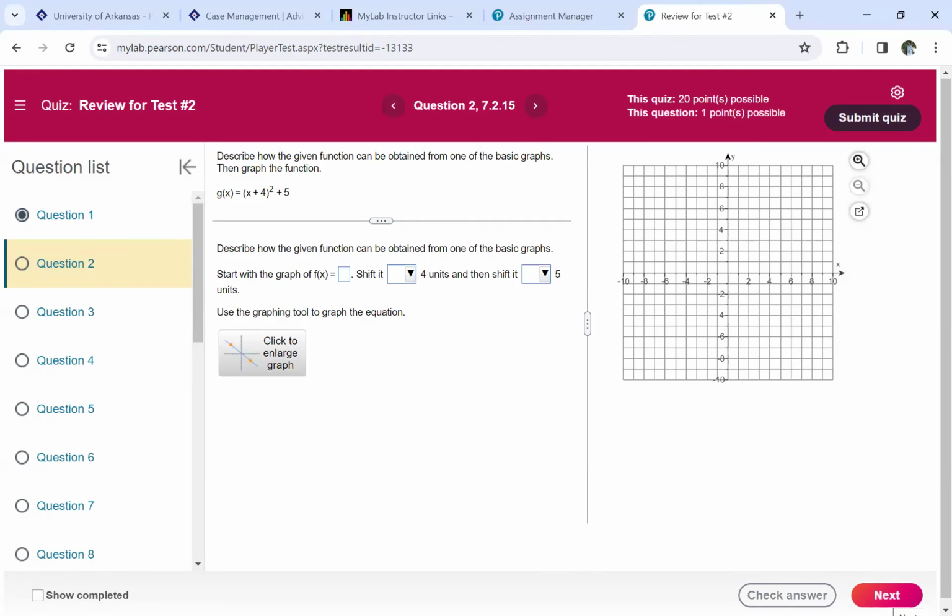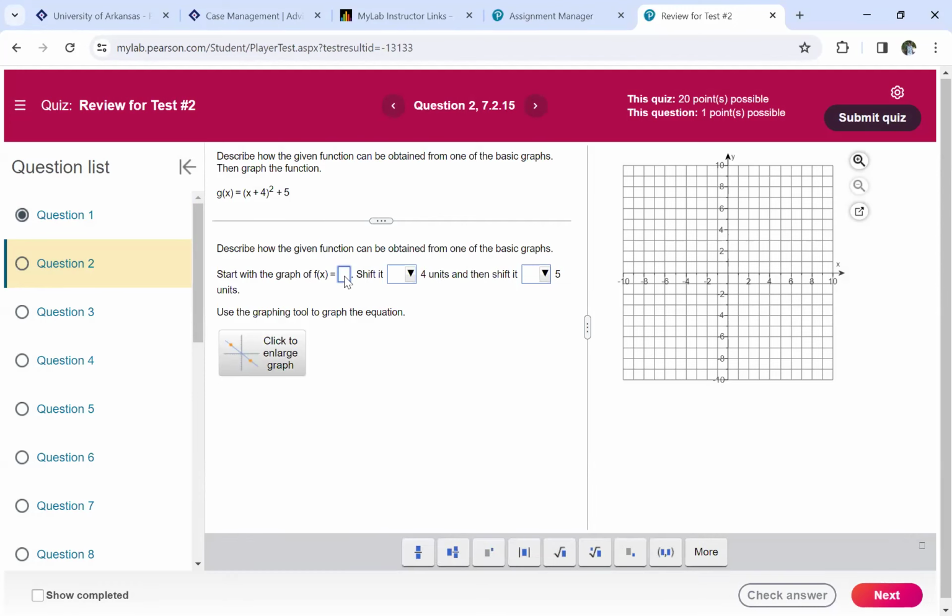All right, so this wants to describe how the function can be obtained from one of the basic graphs. And they're giving us g of x equals (x plus 4) squared plus 5. So remember, we had about 6 or 7 basic graphs. Since this one has that exponent of 2, your basic graph on this would be the x squared graph. So you would put in your x and square that.